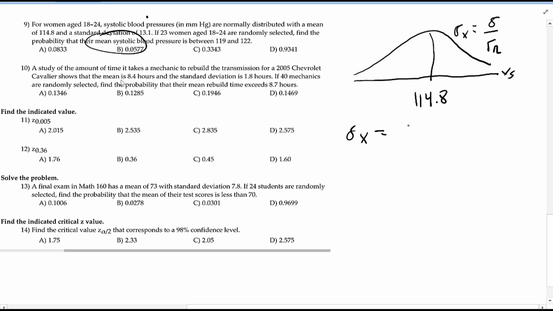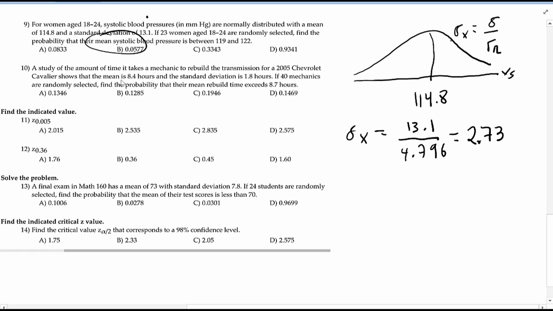Sigma is 13.1, and the square root of 23 is 4.796. Let me use more decimals. 13.1 divided by 4.796 gives me 2.73. Is that what we got before? 2.73. So that is the standard deviation.